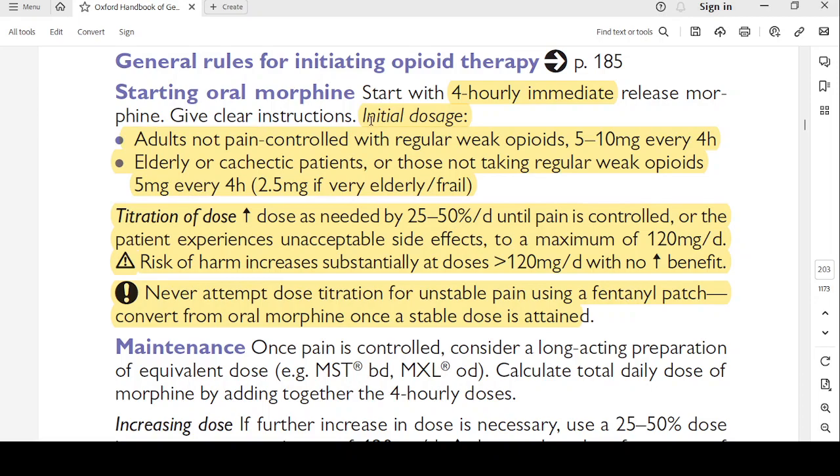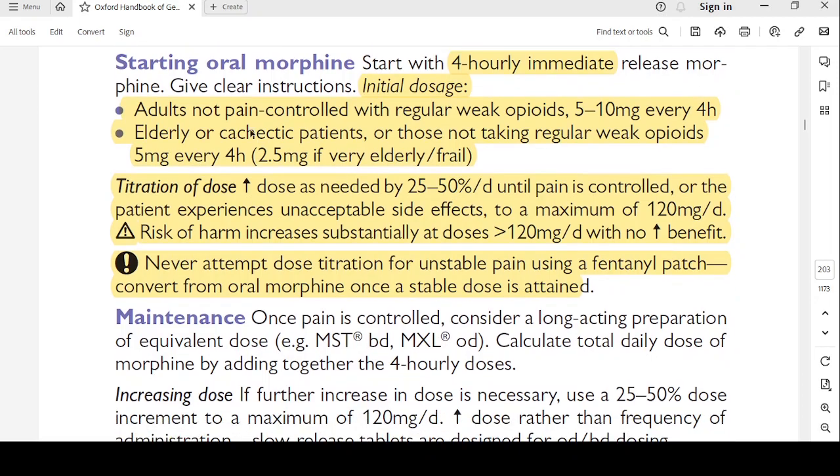Give clear instructions. Initial doses. Adult, not pain controlled with regular weak opioids: 5 to 10 milligrams of morphine every 4 hours. So initially you will start with codeine and dihydrocodeine, but then if pain is not controlled with weak opioids like codeine and dihydrocodeine, then you will start with morphine. The initial dose of morphine is 5 to 10 milligrams every 4 hours.